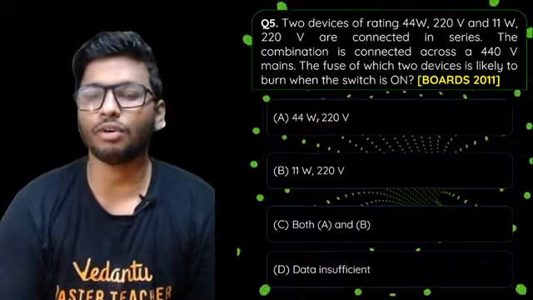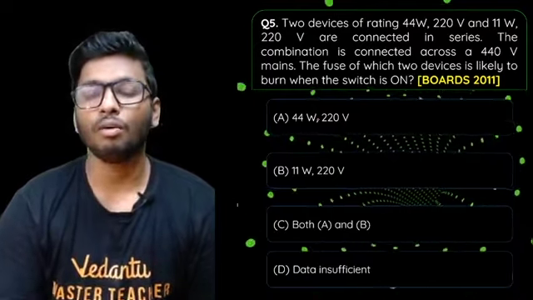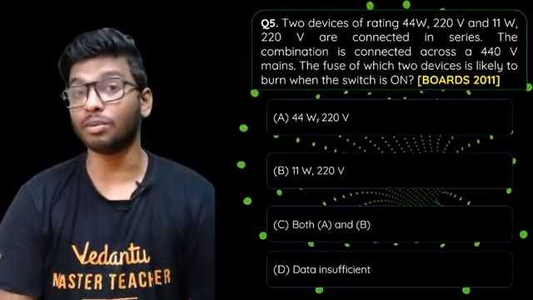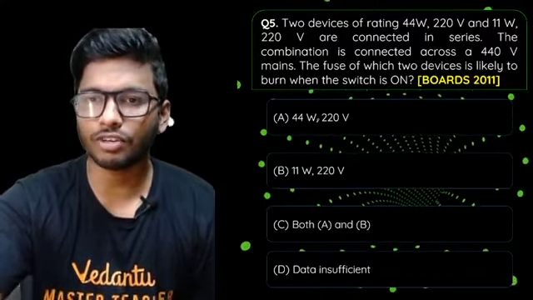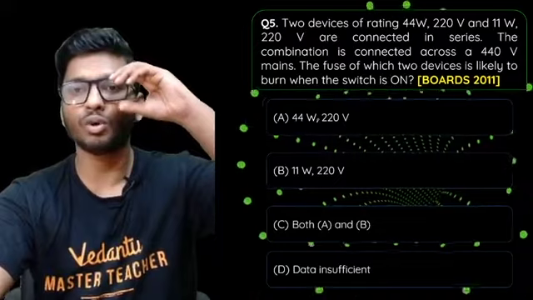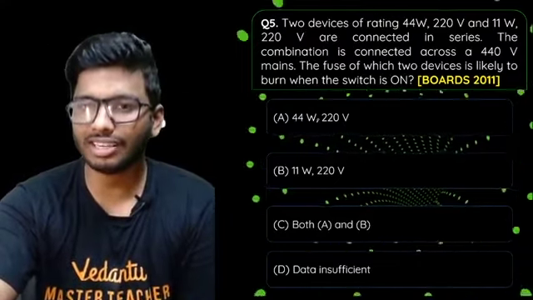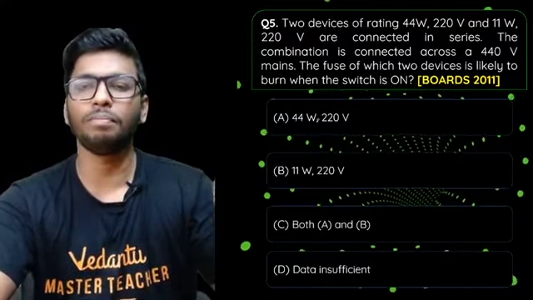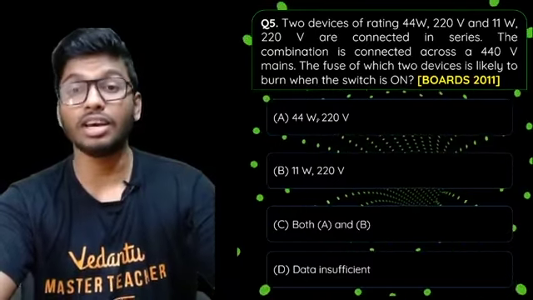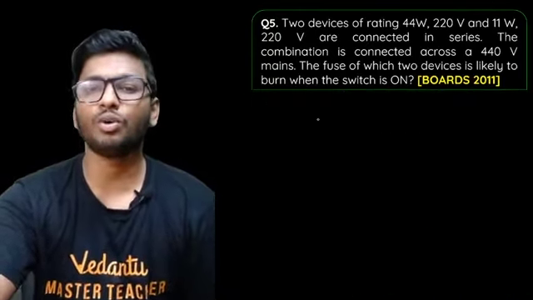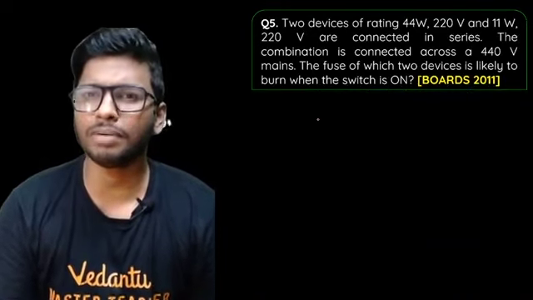So your options are: 44 watt, 220 volt, or 11 watt, 220 volt, or both of these, or the data is not sufficient to get the answer for this question. So this is the question, guys. You're supposed to find out which of these would be able to withstand, or which of these would get fused. So let's try to do this question. It's actually a pretty simple question.